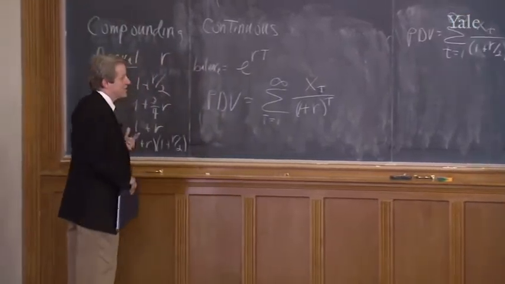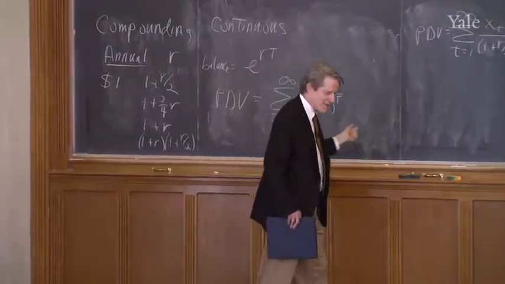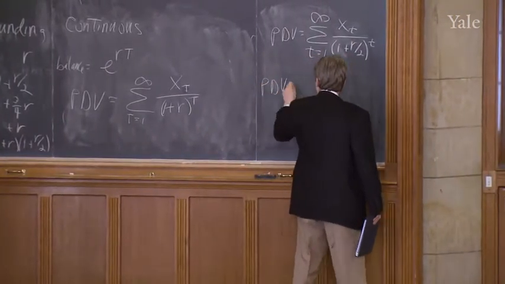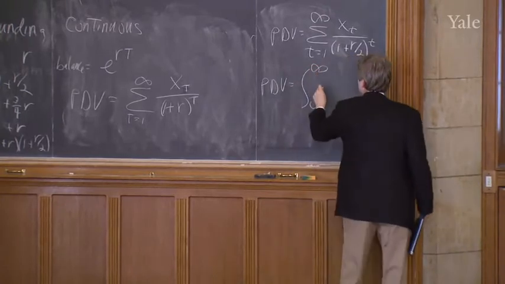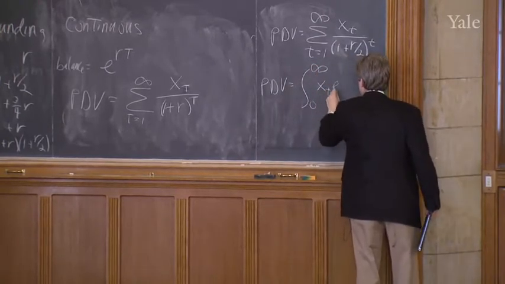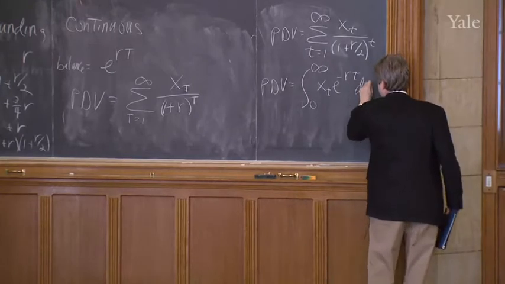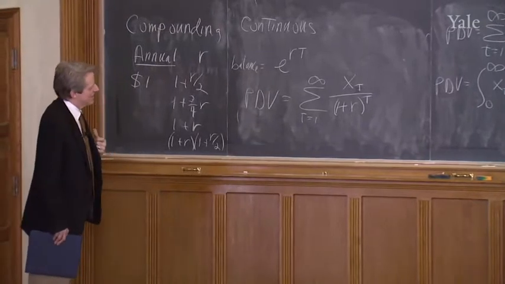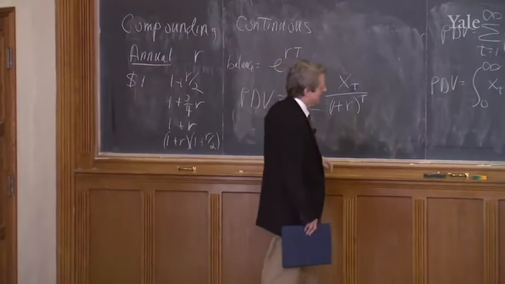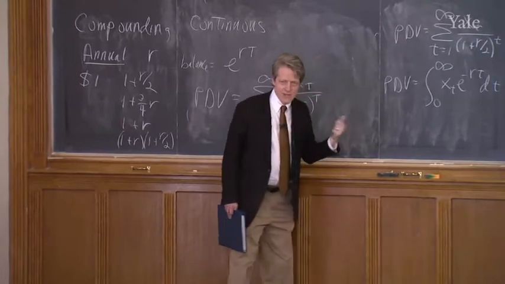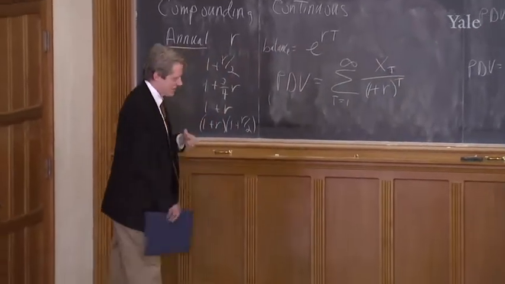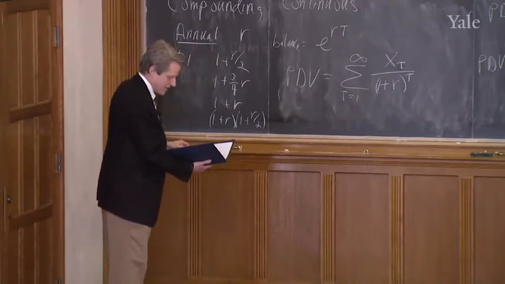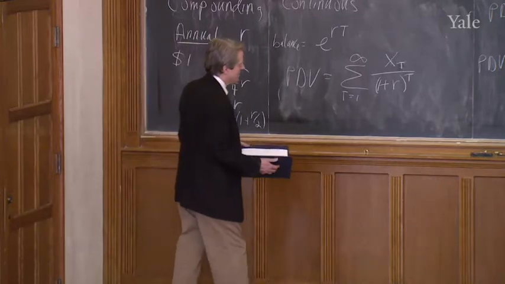And limiting, if I want to do continuous compounding, suppose I have payments that are coming in continually, then the present discounted value would be the integral from 0 to infinity of x sub t e to the minus rt dt. And that would be a continuously compounded present value for a continuous stream of payments. So if someone is offering me payments over time, then the payments have to be summed somehow into a present value.